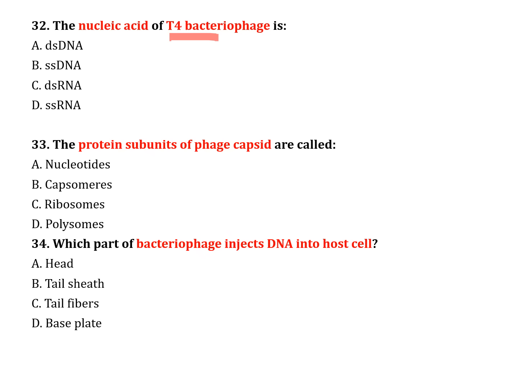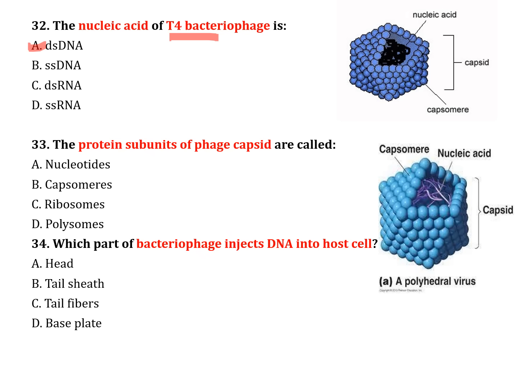The protein subunits of phage capsid are called option A, nucleotide, option B, capsomere, option C, ribosome, option D, polysomes. Correct answer is option B, capsomeres. These are the protein subunits. This is called capsomere, and the entire structure is called capsid head. The next question, number 34.